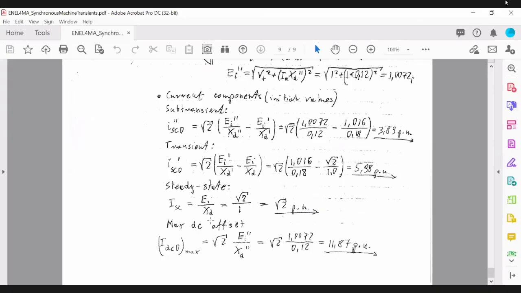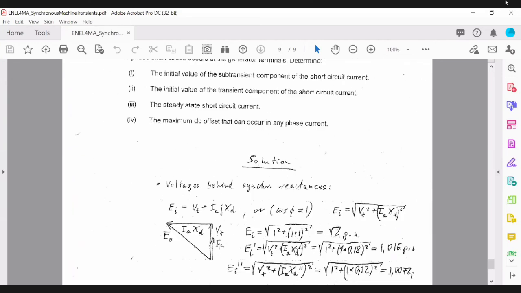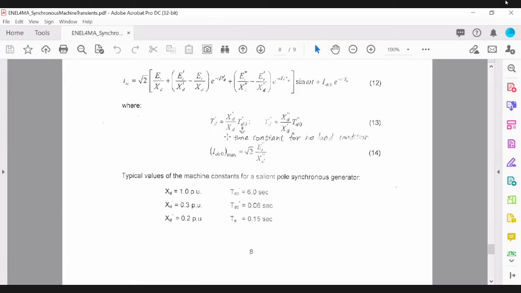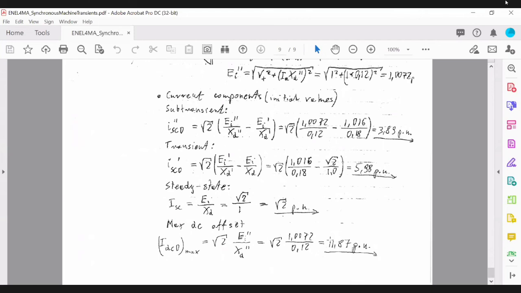So we worked out EI as root 2 over 1, that's square root of 2 per unit. So for the maximum DC offset, we'll use that equation here. That value comes out to be 11.87 per unit.